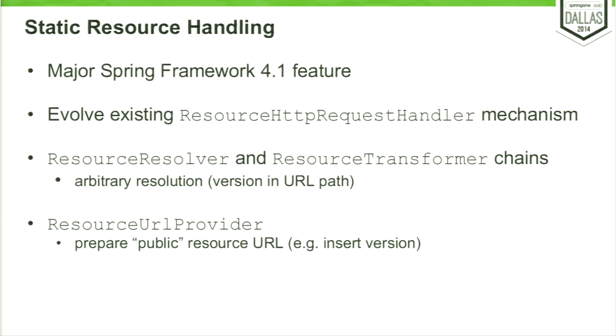Now, the resource URL provider actually internally delegates to the resource resolver chain, which means that the resource resolver strategy is a two-pronged strategy. On the one hand, how can I find a resource given a URL? But on the other hand, what kind of URL should I give to the client for this particular resource? So that's two sides of the same question, the same contract.